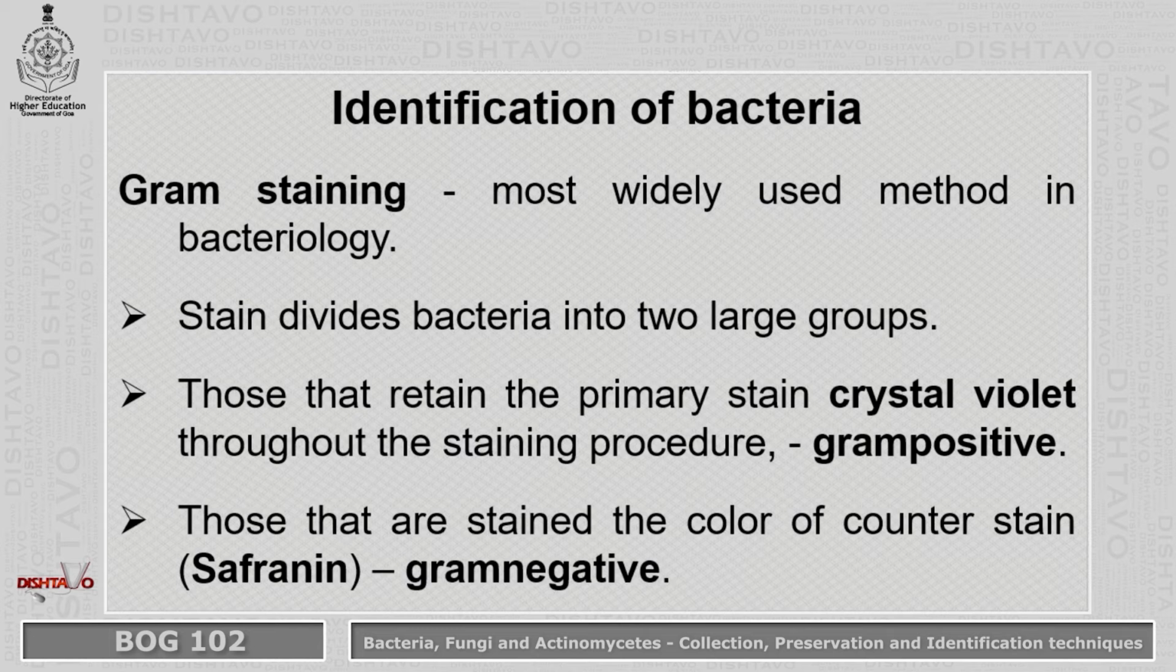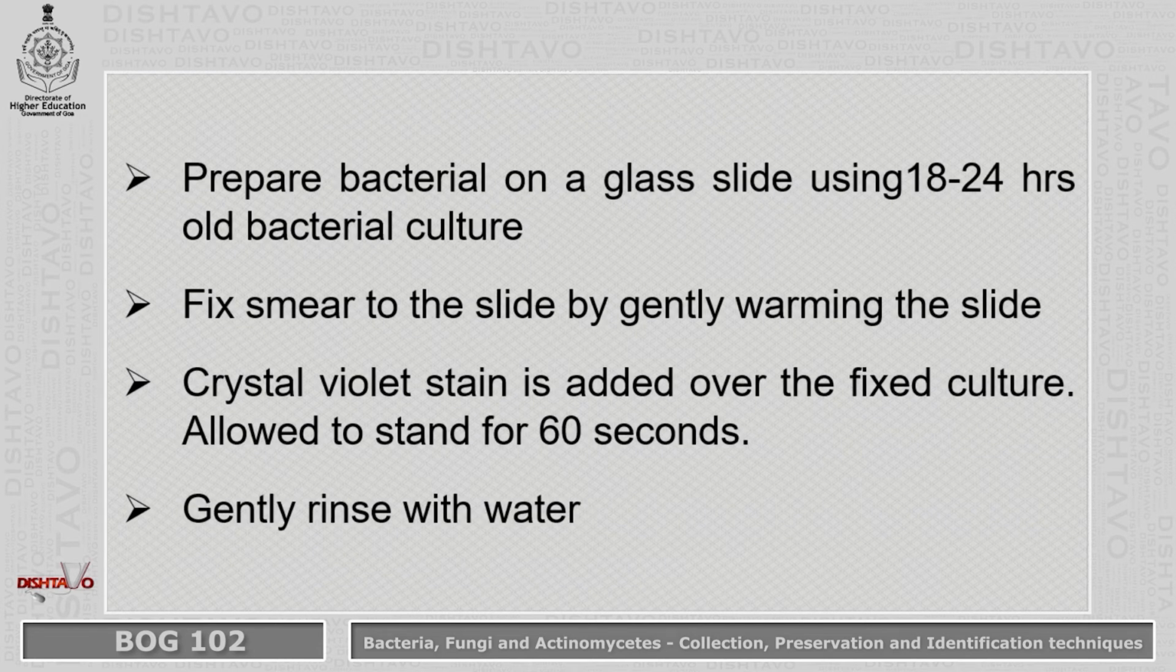Identification of bacteria. Gram staining is one of the important techniques. There are several biochemical techniques available in identification of bacteria. In Gram staining, two dyes, crystal violet and safranine, are used. Crystal violet stains the peptidoglycan layer on the bacterial cell wall, so the cells appear violet. They are gram positive, and those which are not stained are counter stained using safranine, and then they appear pink, so they are gram negative. This is the procedure for gram staining method.